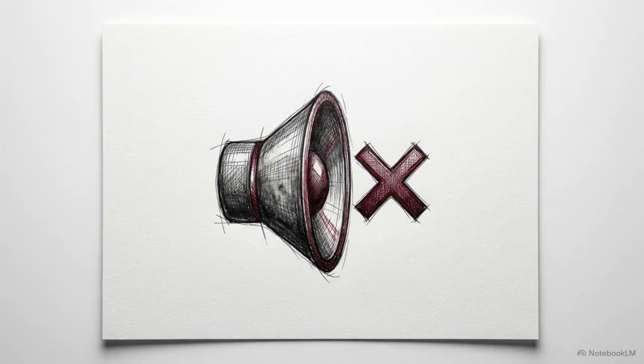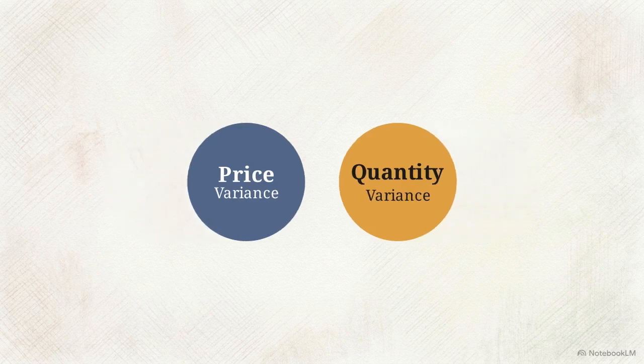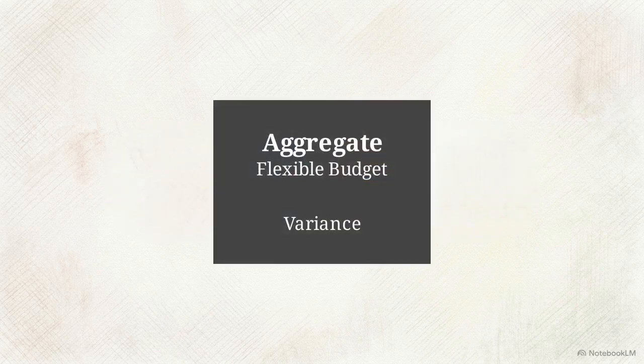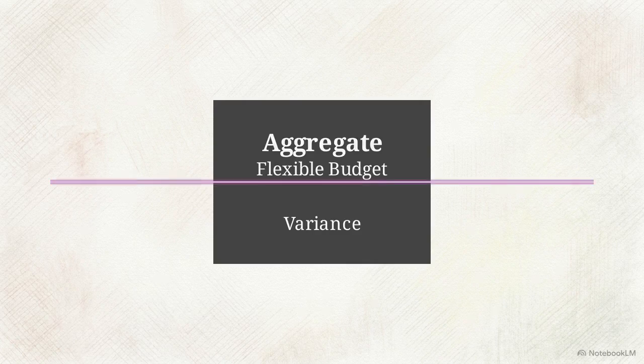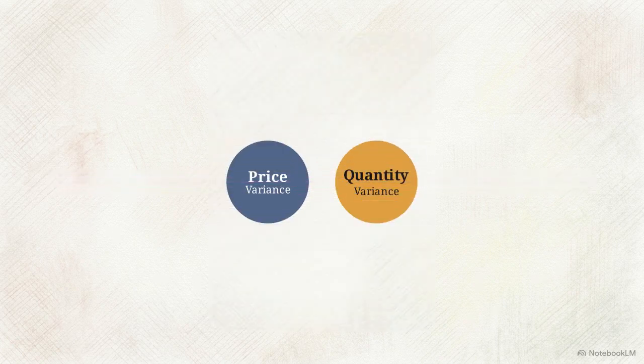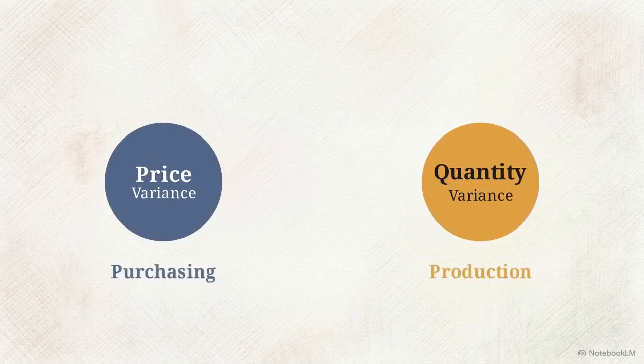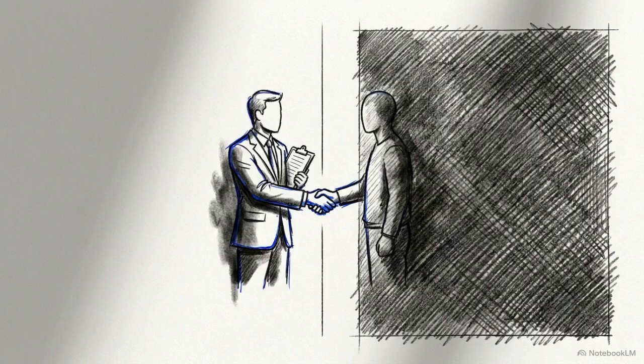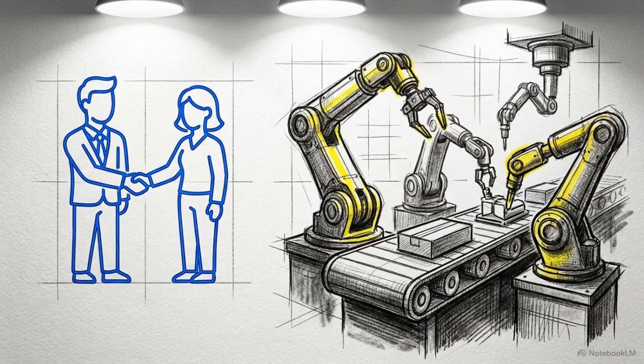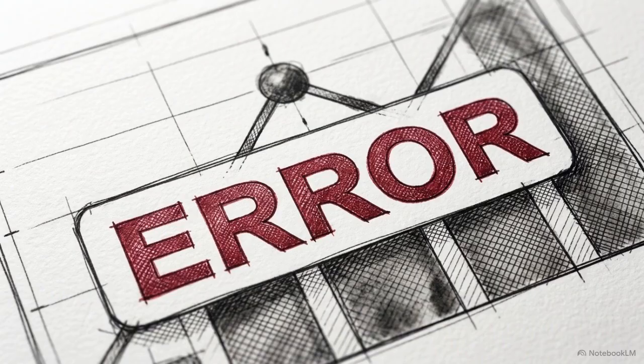However, an aggregate variance is operationally silent. It merges two completely different variables into a single figure: the price paid for materials and the efficiency of how those materials were used. To assign departmental responsibility, we have to separate that aggregate number into its constituent parts. We need to extract two isolated vectors. First, the price variance, which is driven by the purchasing department, and second, the quantity variance, which is driven by production efficiency. Relying on the total variance is a diagnostic error.